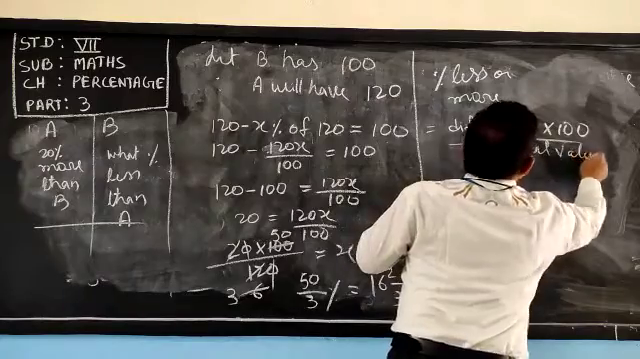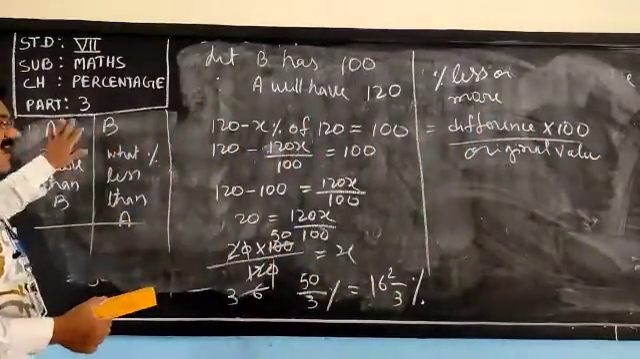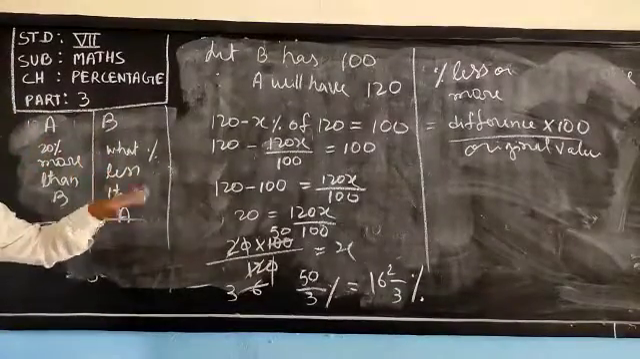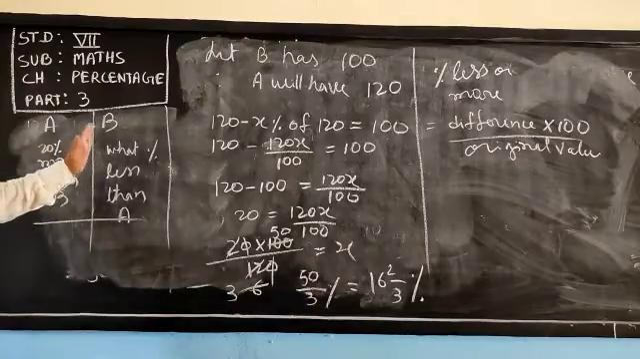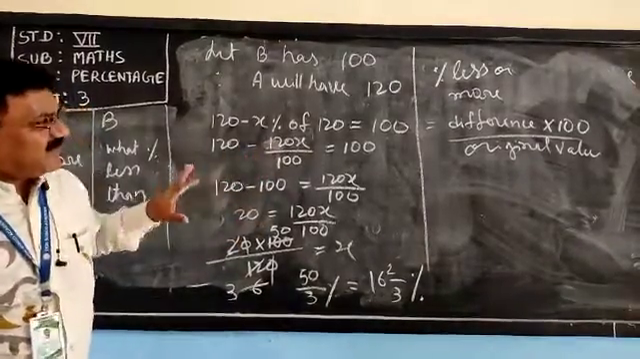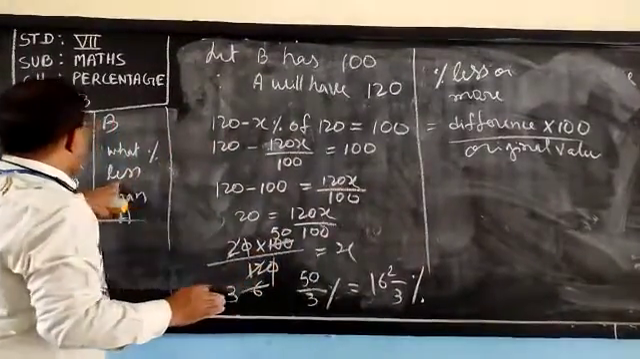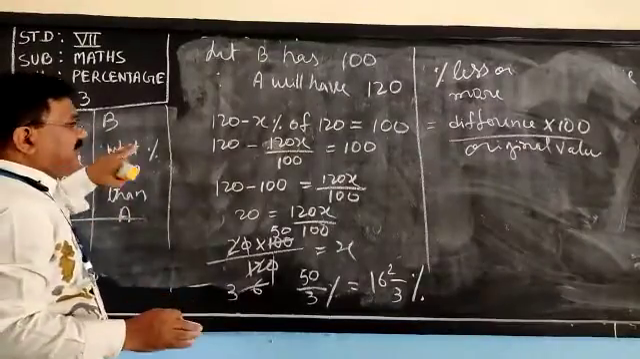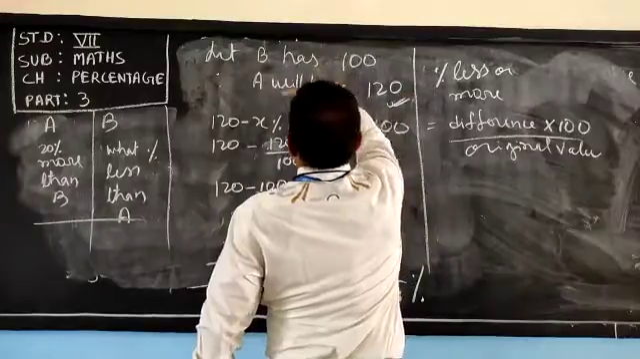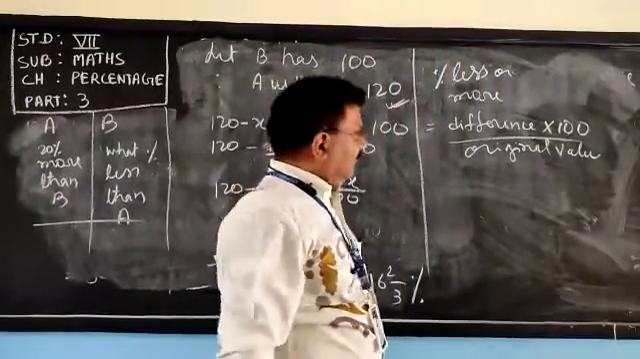Dear children, try to understand percentage less or more. Our question is: A and B, two people are there. A is 20% more than B. Then what percent is B less than A? We have solved it, but now I will do the shortcut trick. We have to find what percent less than A has B. Till here we will do the same thing. Let B have 100, therefore A will have 120.